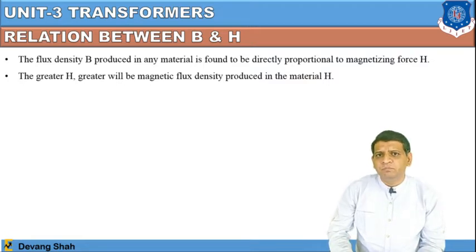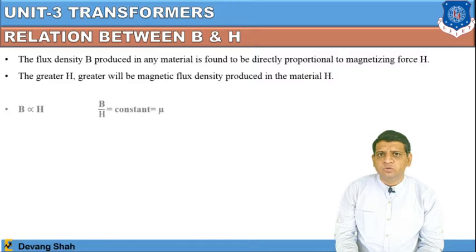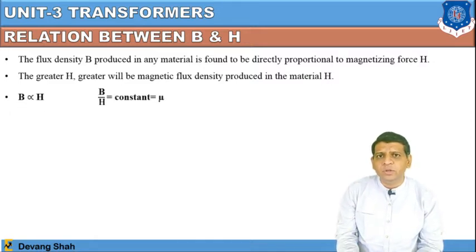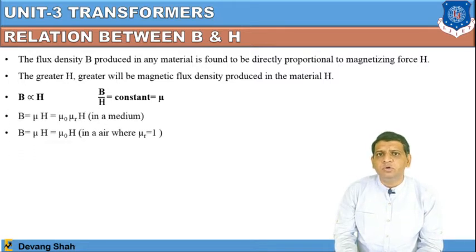Now whatever AC signal you have applied will generate a magnetic flux or magnetic field intensity, which is defined as H. Once you find the relation of B and H, they are proportional to each other. So B is proportional to H, where B by H is equal to a constant, and that constant we define as mu.